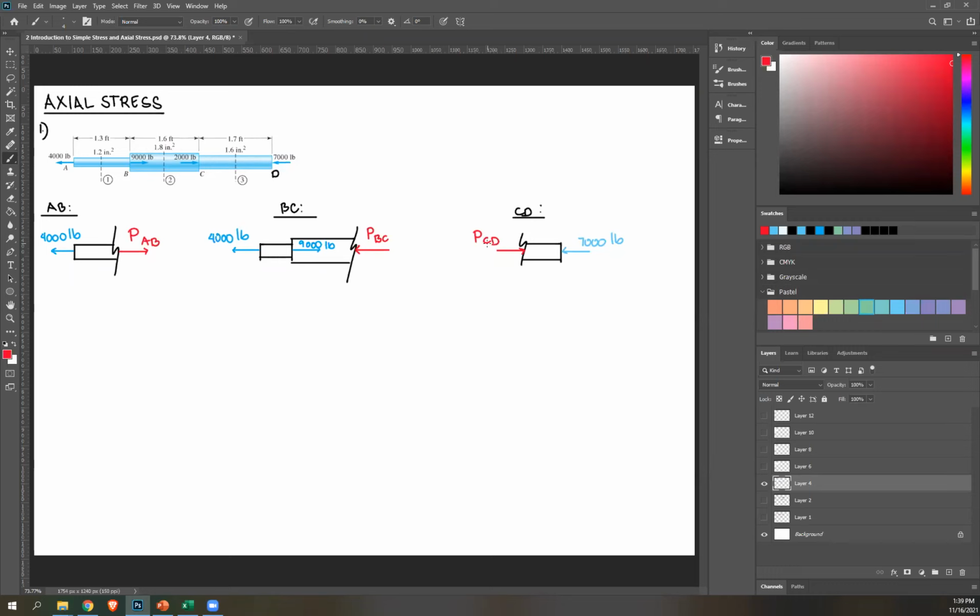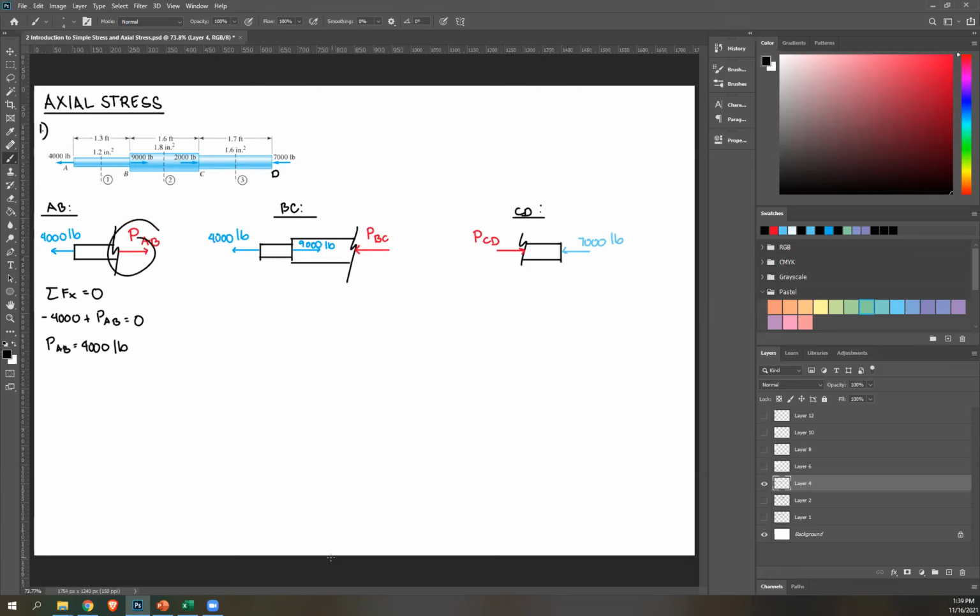Next step is to create your equilibrium equations to figure out the values of these internal forces. Since all of our forces are horizontal, we'll use summation of forces x equals 0. And sign convention applies: to the left is negative, to the right is positive. 4,000 to the left, so this is negative 4,000. PAB to the right, so positive PAB, equals 0. Solving for PAB, you get 4,000. Positive, therefore correct assumption. So let's write the unit, which is pounds.